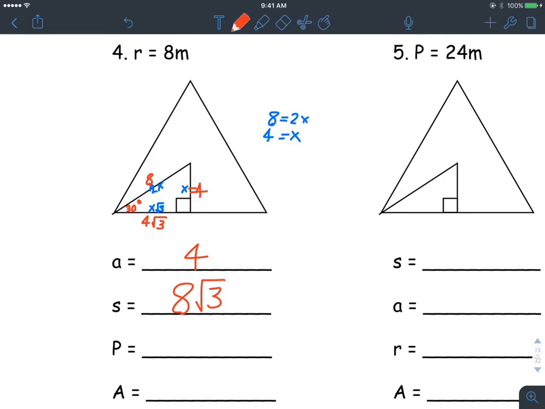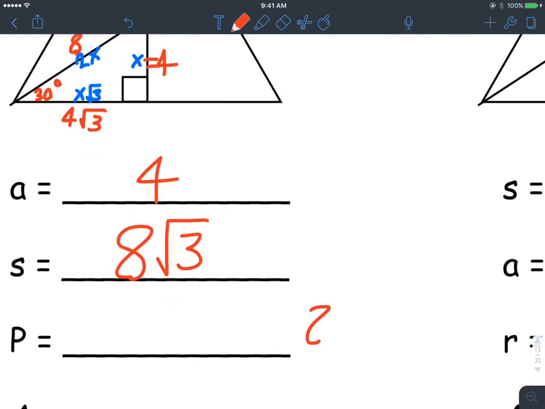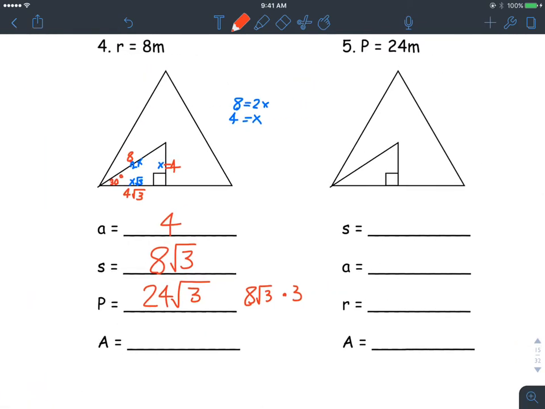Okay, if that's one side, to find the perimeter, there are 3 sides. So I'm going to go 8 square root of 3 and then times 3. Right, and then that'll be 24. You just multiply the 8 and the 3. So that'd be 24 square root of 3.